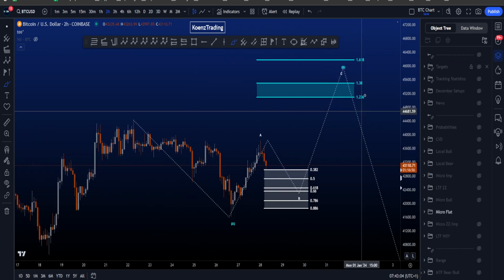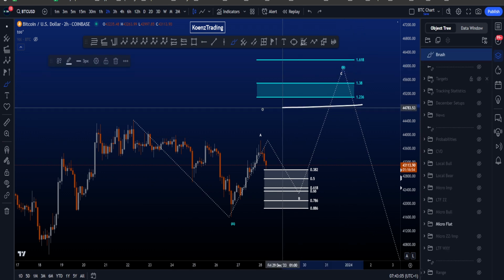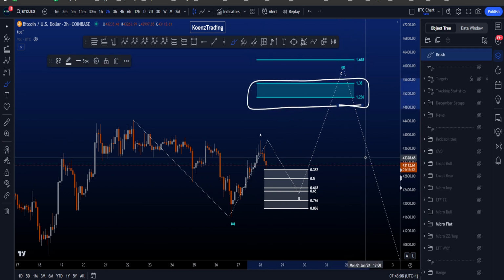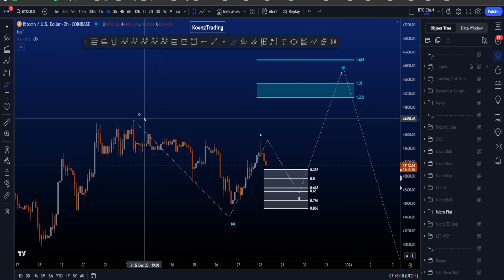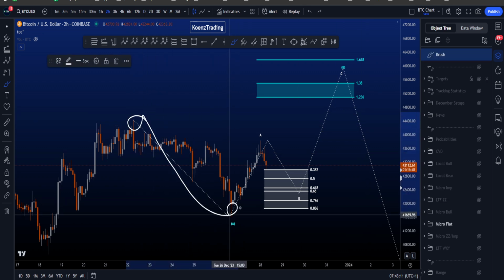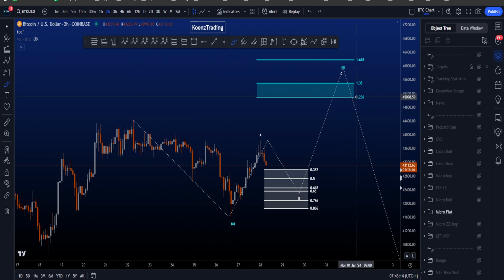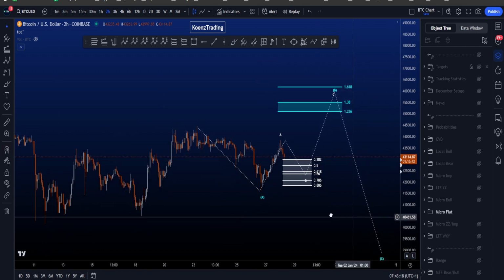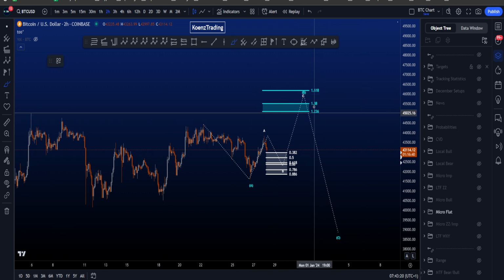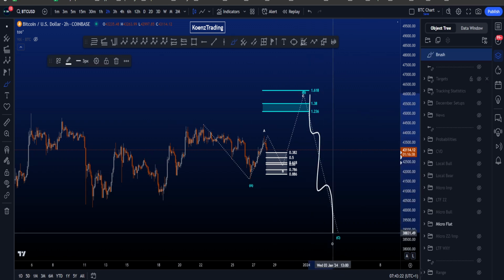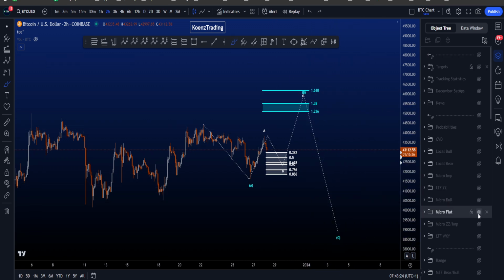the upside, where if we look for wave B, the most common target area for a flat is between the 1.236 and the 1.382, taken from the high to the low of A, giving us a target between 45.1k and 45.5k, after which we then want to see an impulsive move to the downside in a bigger wave C.